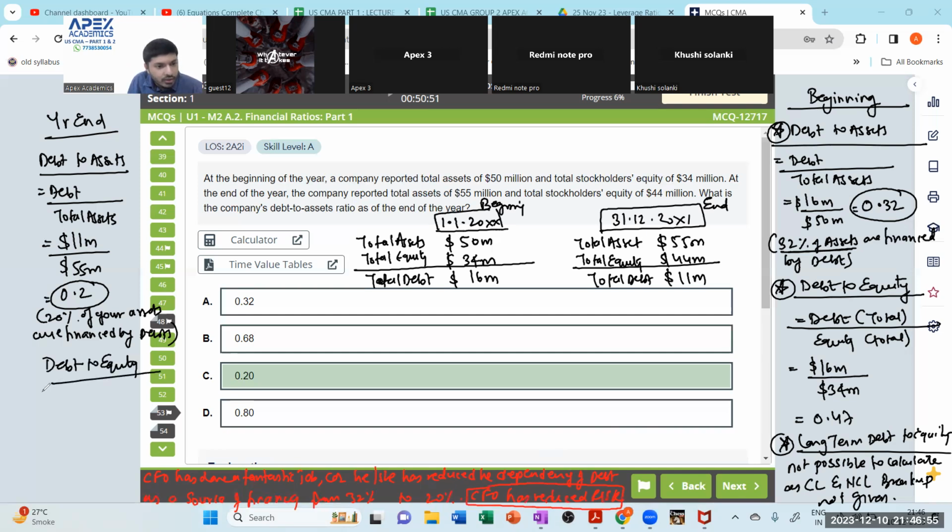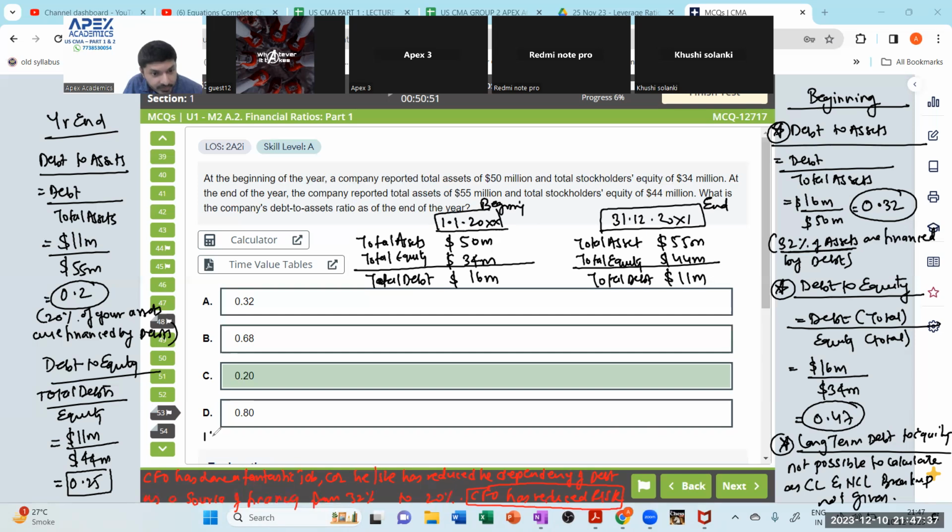What will be your answer? Total debts upon equity. Debts are $11 million. What is your equity? $44 million. What is your answer? 11 divided by 44. 0.25. My dear friends, please notice earlier it was 47%. Now it is 25%. Look at what has happened. Earlier, if you were investing 100 rupees, borrowed rupees were 47. Now, if you are investing 100 rupees, borrowed rupees are 25. It shows that you are doing business more with owned funds.